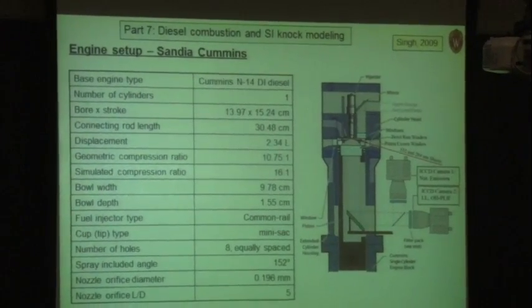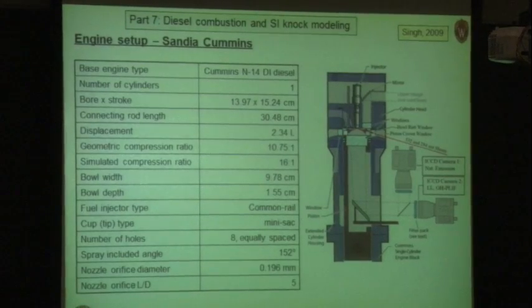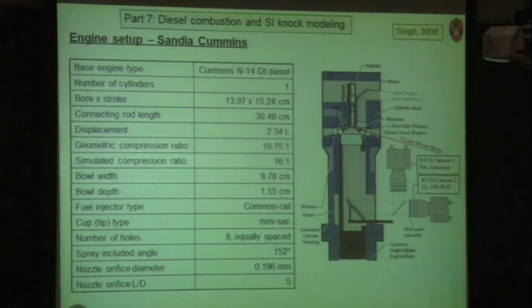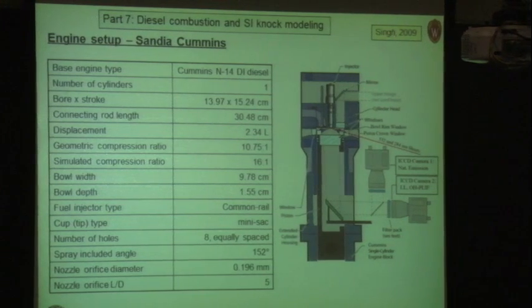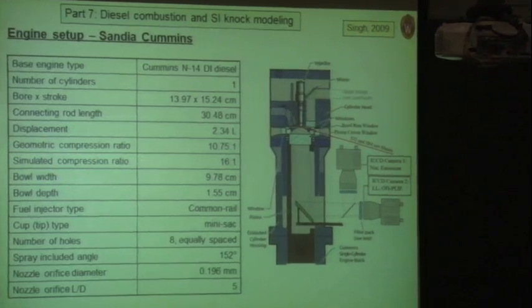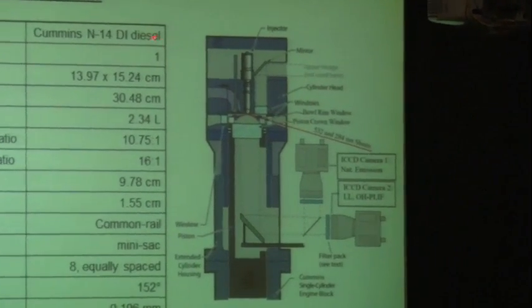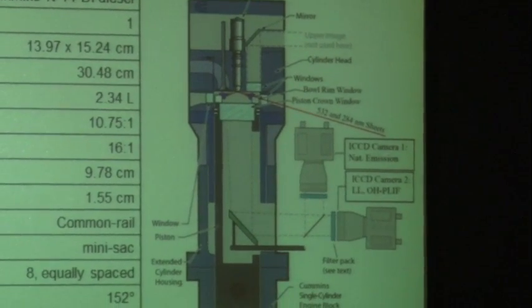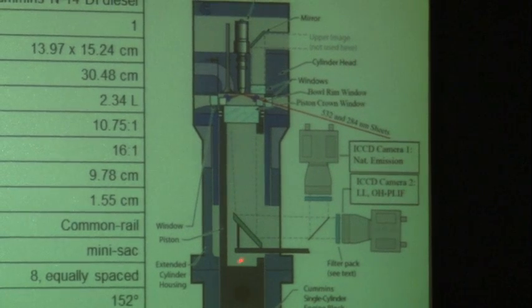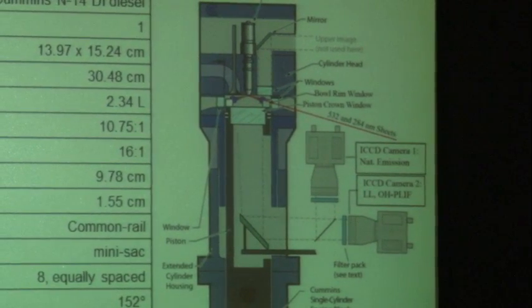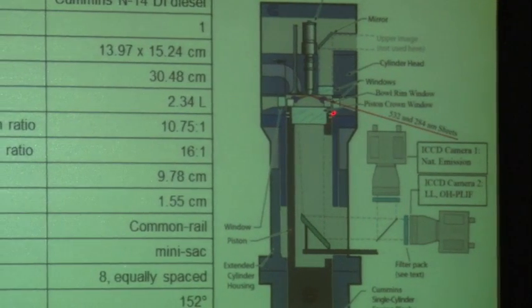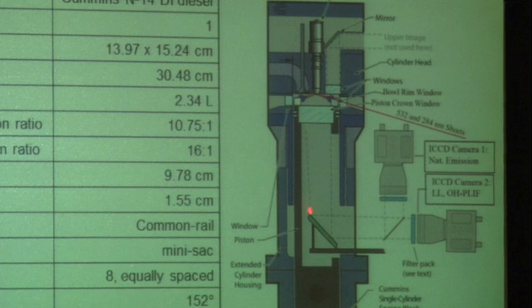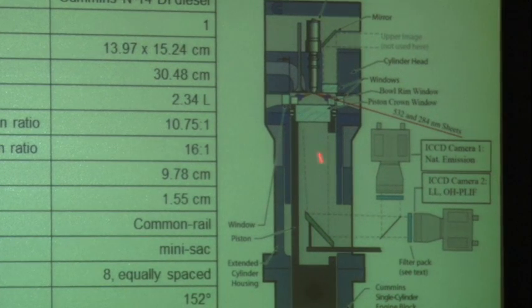So here is the experimental setup in Mark Masculis's lab at Sandia. Basically, Mark took over this lab from John Deck, so it's basically the same engine that John used earlier. It's a Cummins N14 direct injection diesel engine. It has an extended piston called a Bowditch piston. So the engine piston is down here, and then there's this extended region that allows you to insert a mirror and optics, and then, of course, a transparent piston.